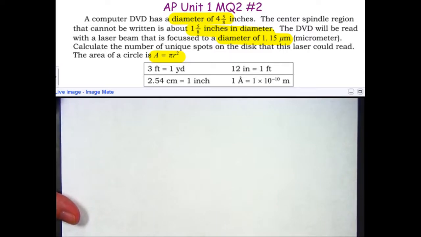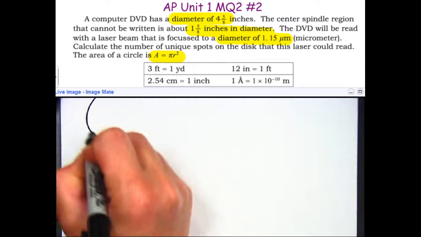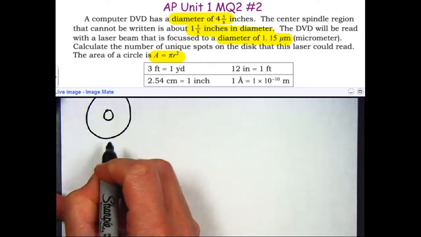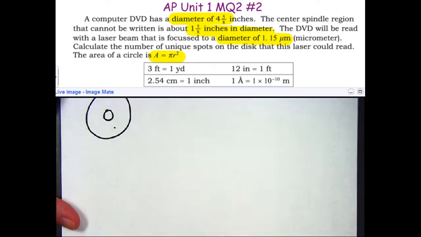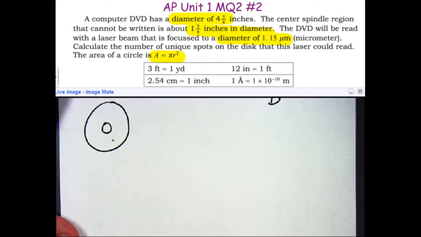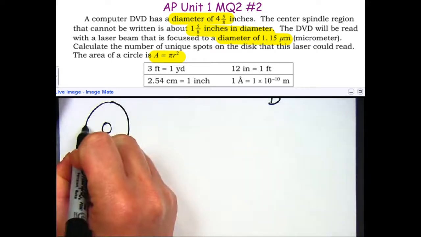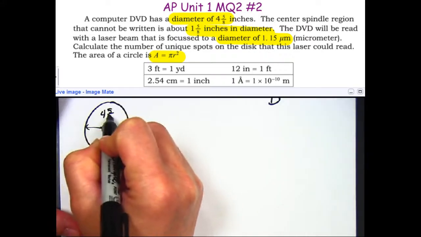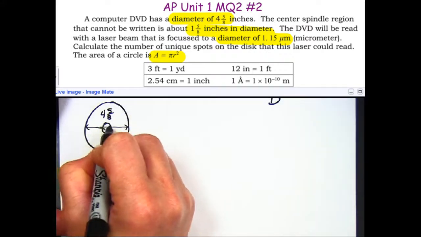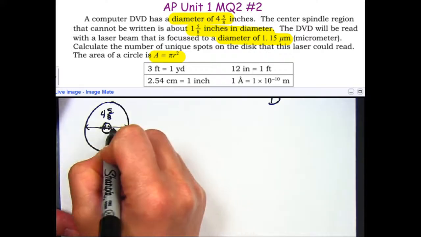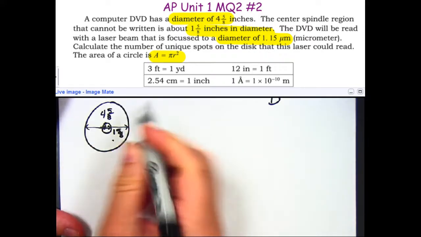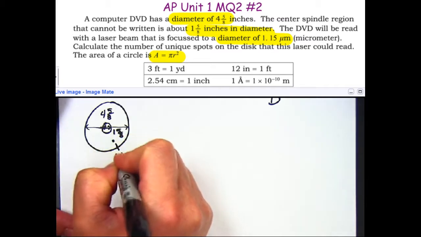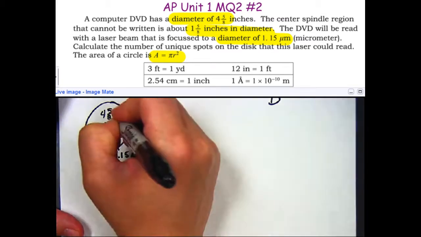So let's start by reminding ourselves that we have the total size of the disc, we have the spindle region, and then we have the reading size of a laser. The entire diameter is 4 5/8 inches, while just the diameter of the spindle region is 1 5/8 inches, and the diameter of this spot is 1.15 micrometers.